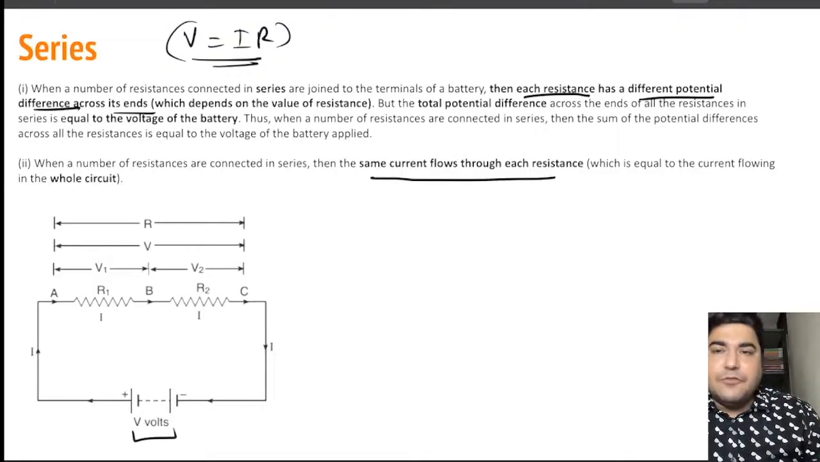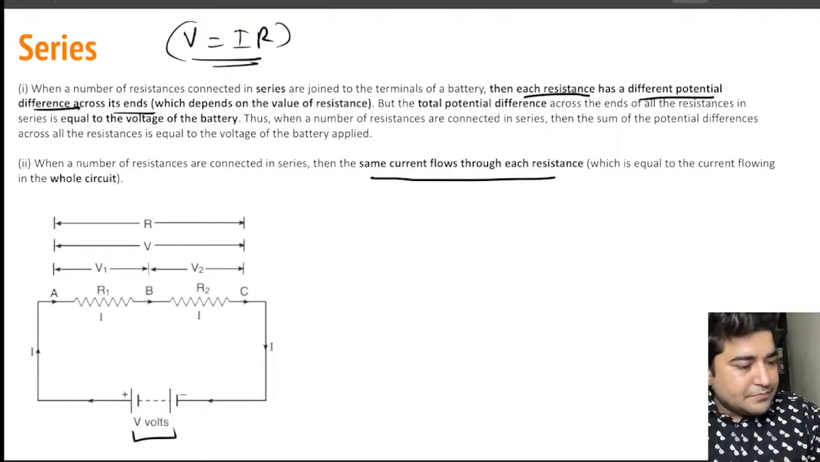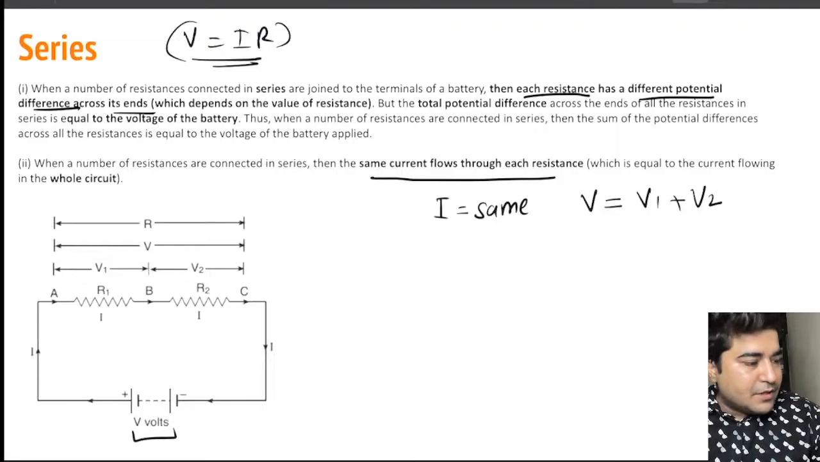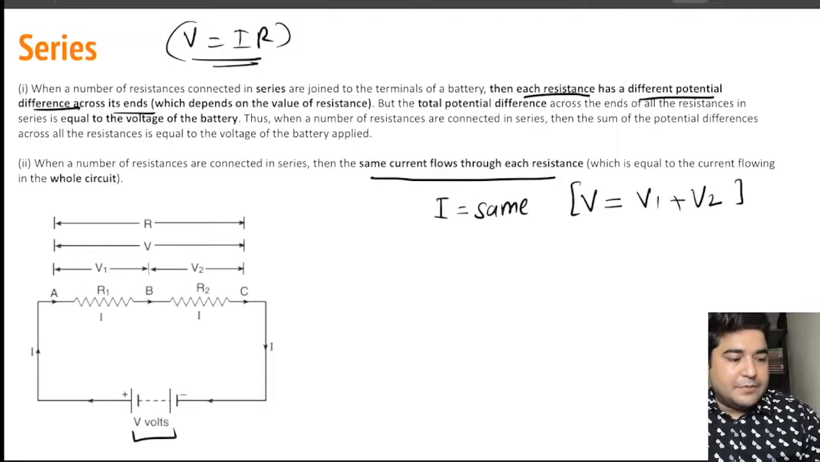So can we derive this also? Yes, there are some formulations. Initially, we can just write down that the value of I would be the same, and the value of V would be V1 plus V2. This is our equation number 1, based on the value of resistances. Now what is going to happen?